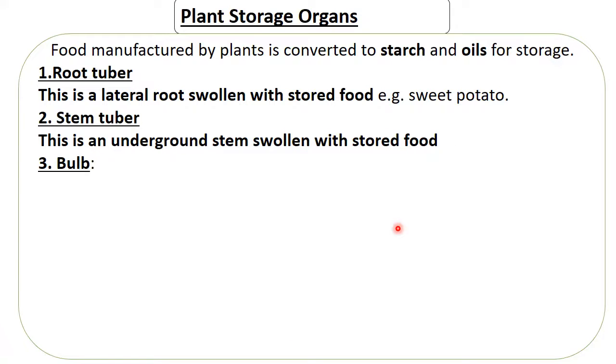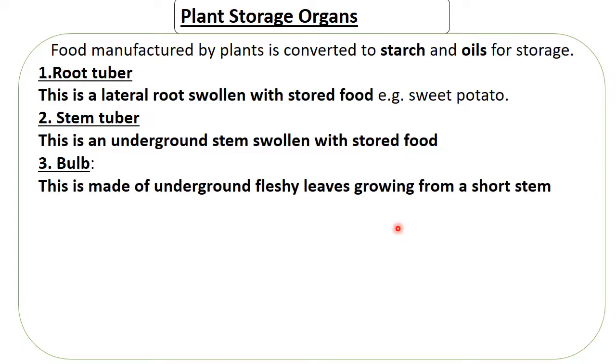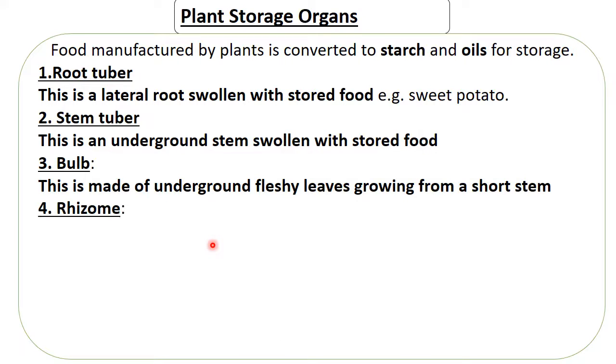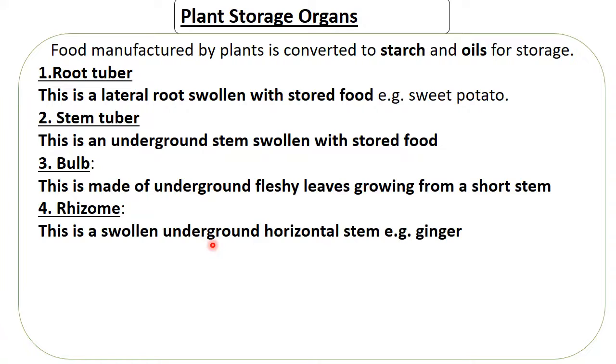The third one is a bulb. A bulb is made of underground fleshy leaves growing from a short stem. A good example is onion, garlic, and the others. If you look at an onion, these are leaves which are piled up to form this. So they are storage organs. The fourth one is a rhizome. A rhizome is a swollen underground horizontal stem.